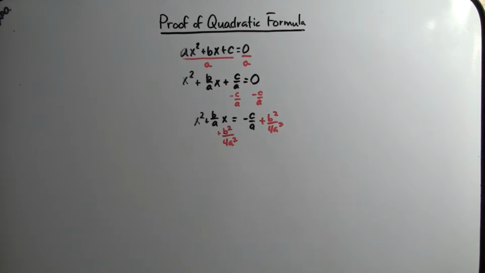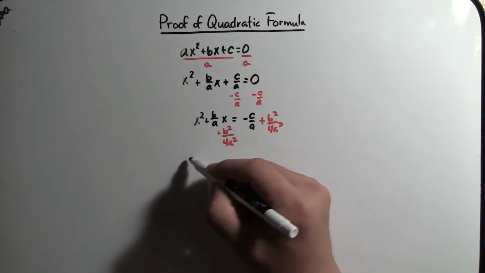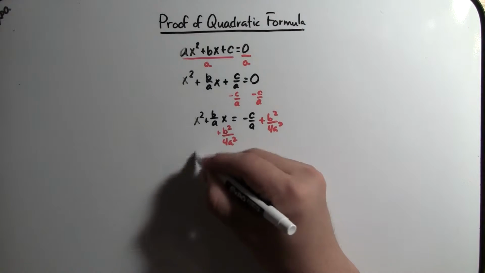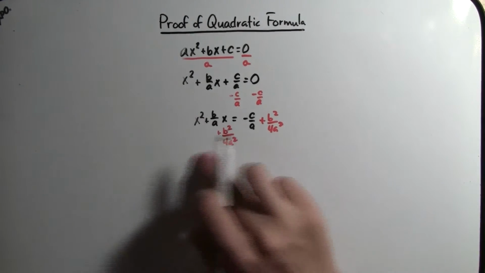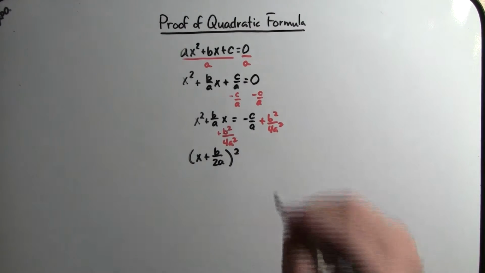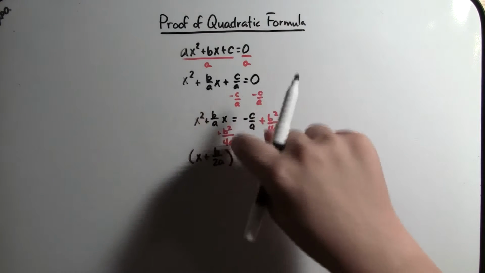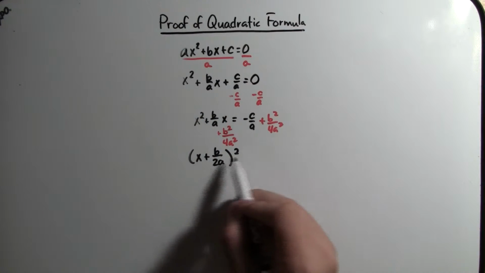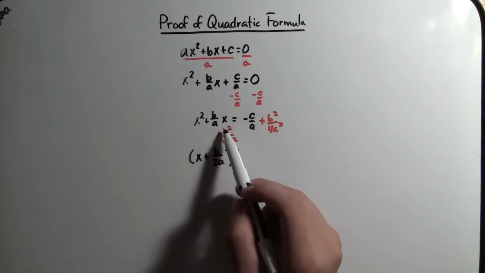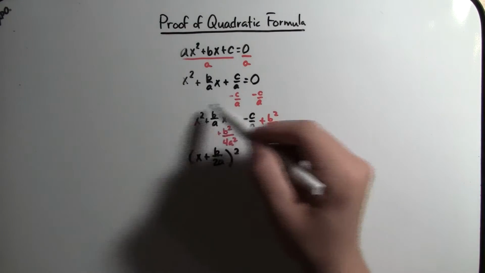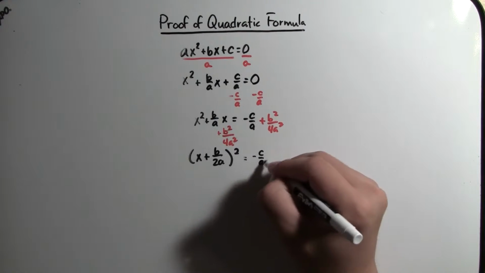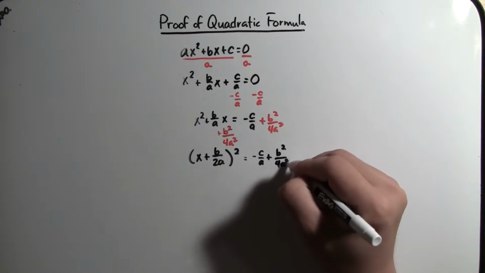And what this does is, you'll notice that we have x squared plus b over a x plus b squared over 4a squared. We can factor this as x plus b over 2a, quantity squared. The reason this is equivalent is because you have x squared plus 2 times b times x divided by 2a, which is just b over a x, plus b squared over 4a squared. So this expression is equivalent to that expression. And this is equal to negative c over a plus b squared over 4a squared.